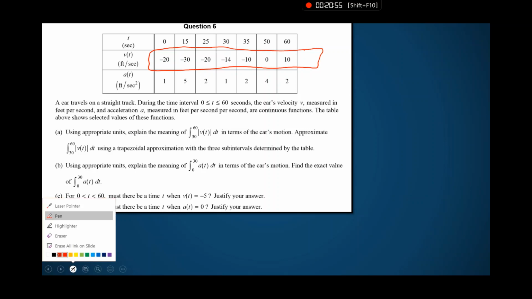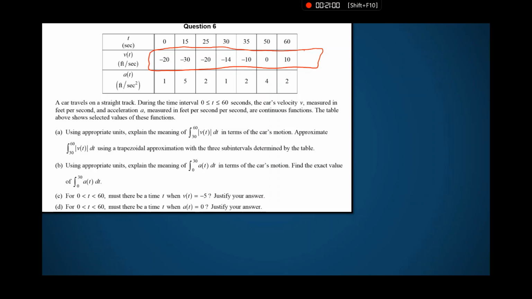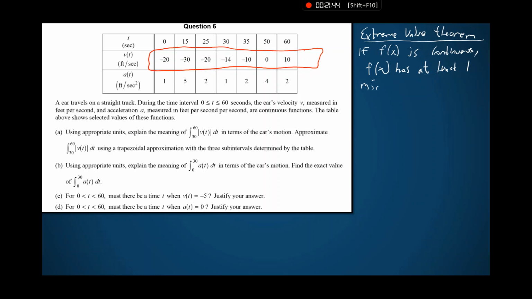The extreme value theorem would tell us that there must be a maximum or a minimum. Extreme value theorem says as long as we are continuous, then f of x has at least one minimum and maximum. Okay, that doesn't help us here, unfortunately. So I'm not looking for a minimum or a maximum. So I'm going to try another theorem. What else do we have?